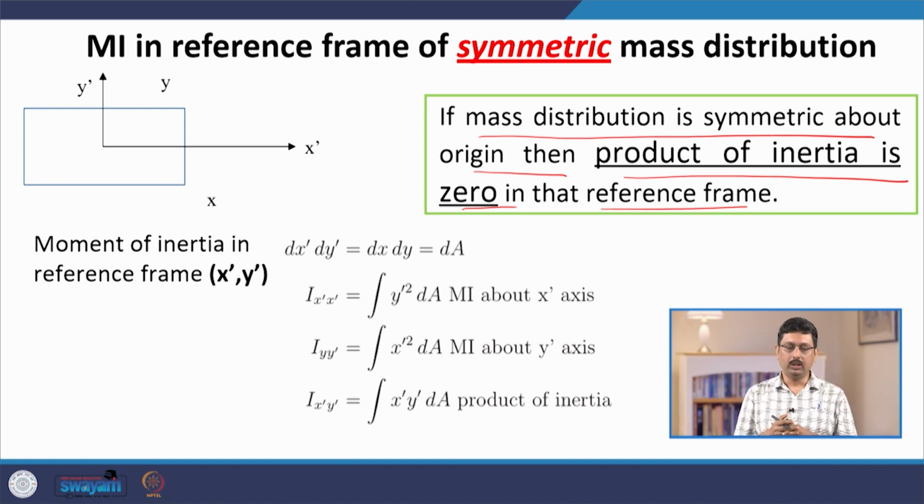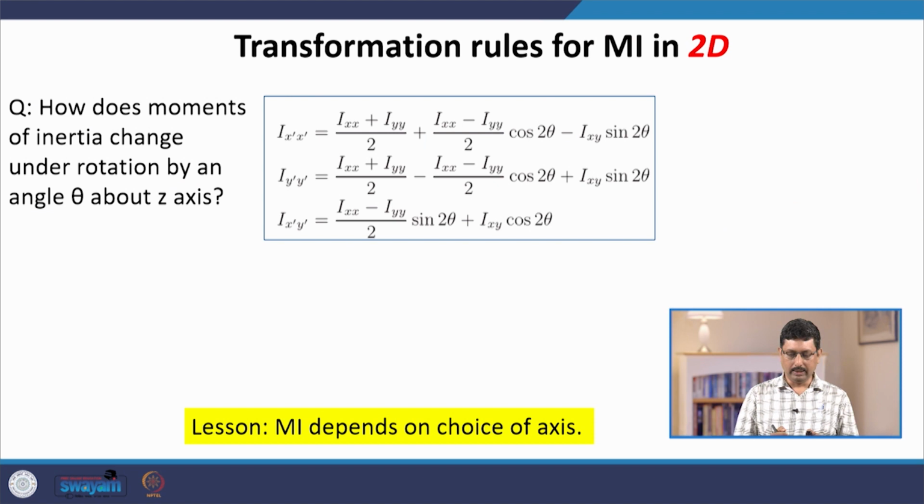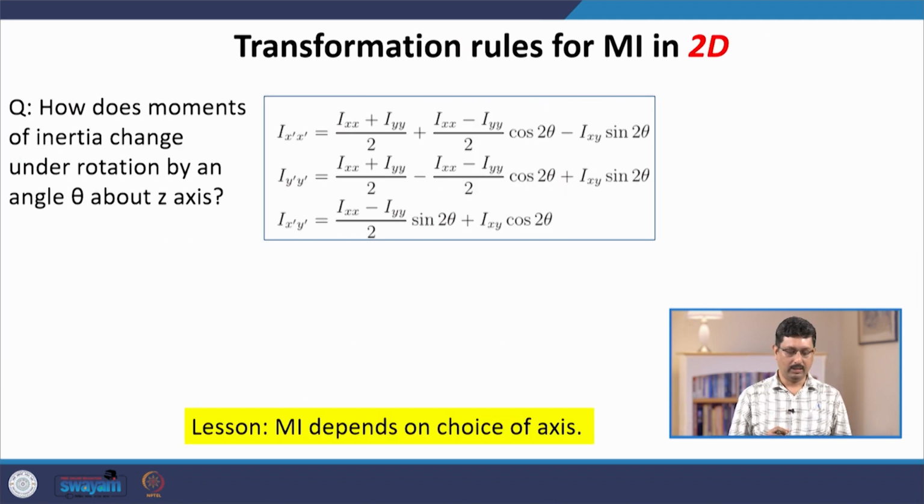So, what we can do, we can start with an arbitrary axis such as this blue axis and calculate the moment of inertia. Then we can ask this question: how do the different components of the moment of inertia change under rotation when I go from the blue axis to the black axis, that is, under a rotation by an angle theta about the z axis. Now, I am going to give you the answer, and the answer is here. So, these are some transformation formulas.